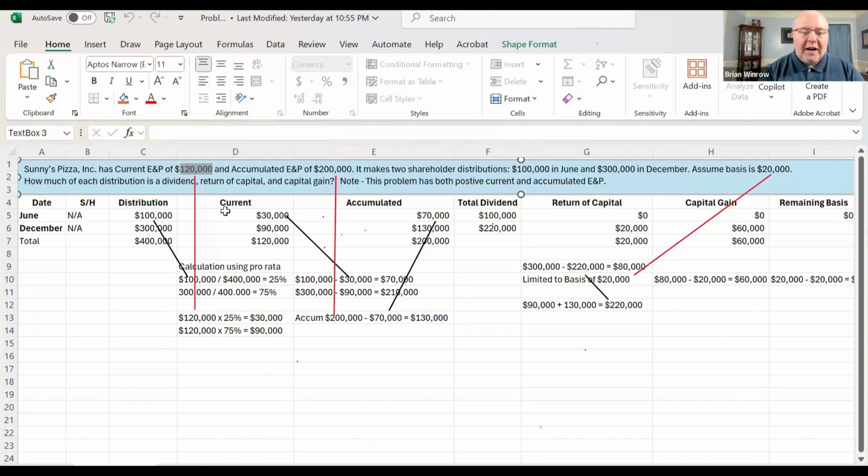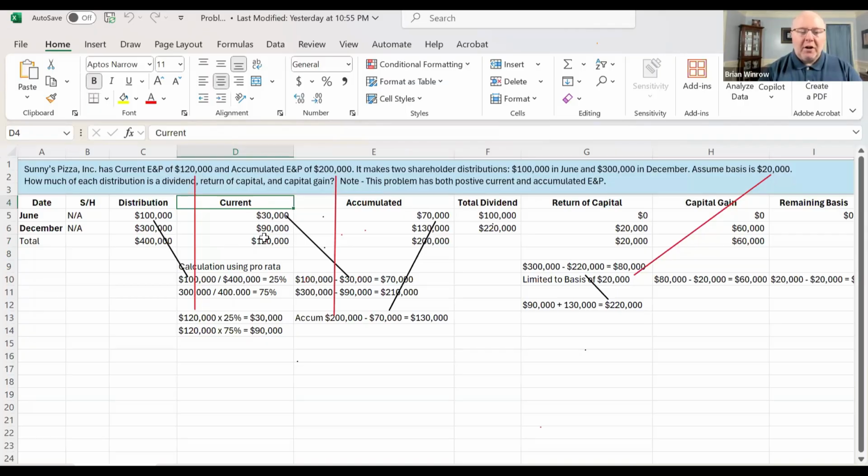All right, so we've now dealt with this. This is all going to be dividend. So we know the current E&P is going to be dividend. But now we have the accumulated portion, which we're going to use in a chronological method. So we've got to go through and figure this out from a chronological method.